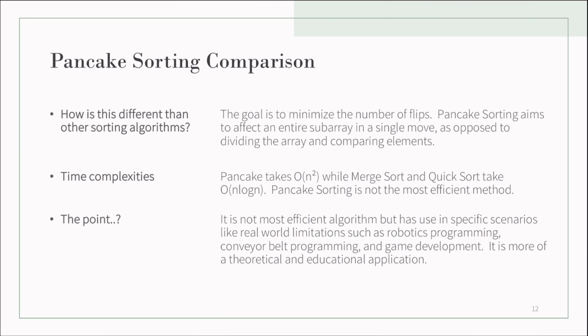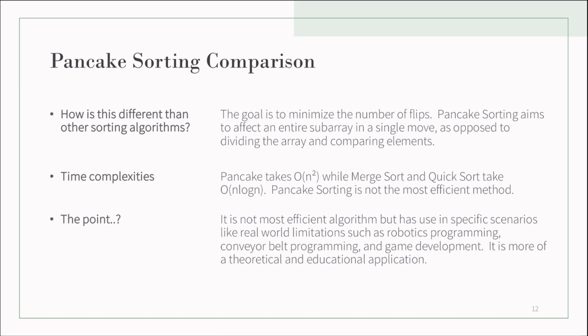Let's compare this to other algorithms. The goal is to minimize the number of flips. Pancake sorting aims to affect an entire subarray in a single move, as opposed to dividing the array and comparing elements. The time complexity is O of n squared, while merge sort and quicksort take O of n log n.